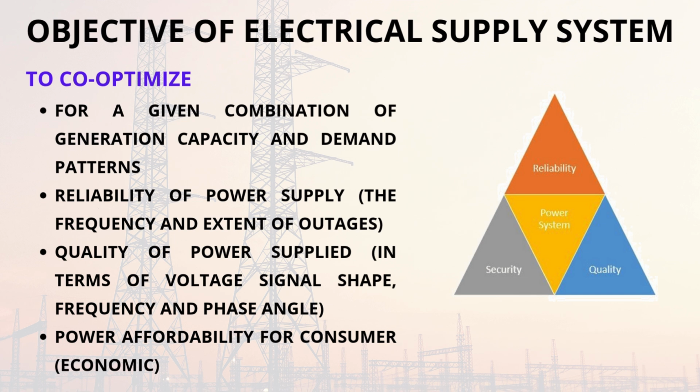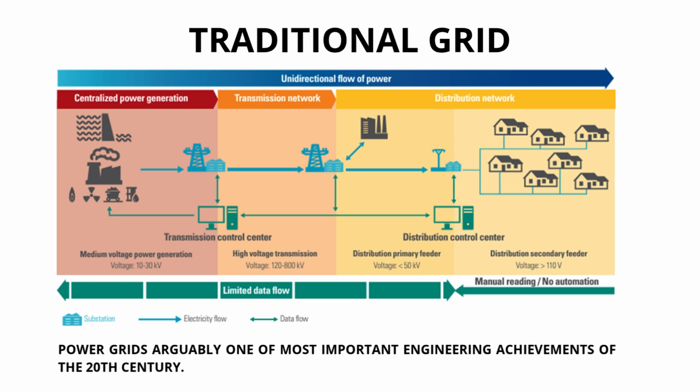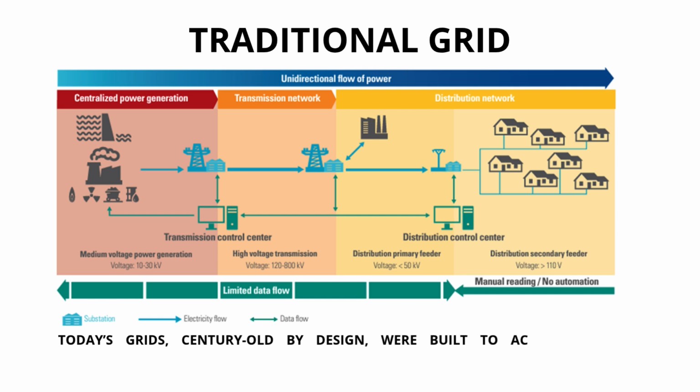Okay, let's pivot a bit. Let's talk about the traditional grid. In the slide, you can see it's often called one of the biggest engineering feats of the 20th century. Why is that? What made it so revolutionary? That statement is absolutely true. The traditional grid was a massive, unprecedented achievement. It literally electrified the world. It drove industrial revolutions, enabled modern life as we know it, connected communities. The scale, the complexity, the societal impact is just staggering. Really a testament to ingenuity.